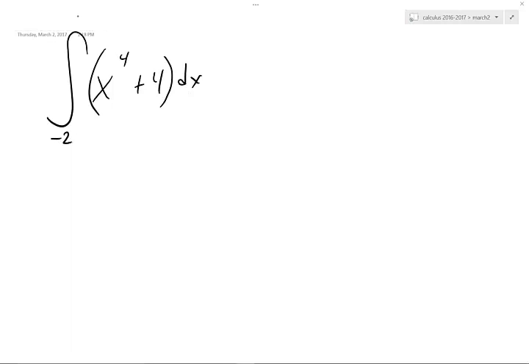Hey, Mr. Green has a question. What if we integrate x to the 4th plus 4 from negative 2 to 2? Try that while I go talk to them.